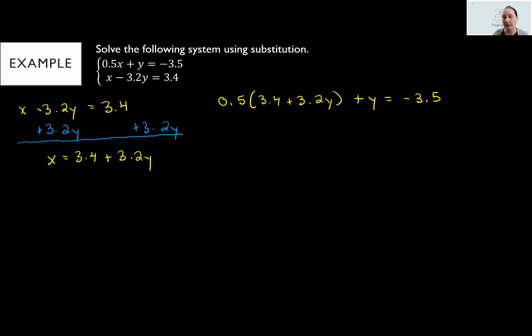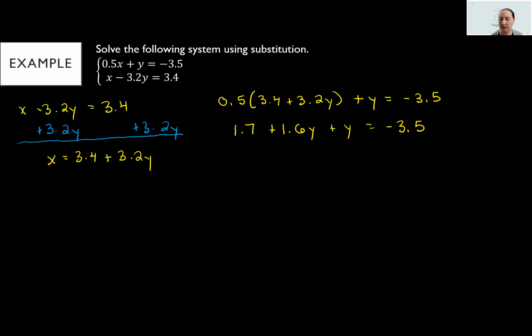So here we're going to multiply. And so I'm going to have 0.5 times 3.4. So luckily that doesn't come out to lots of decimals. And then 0.5 times 3.2 is 1.6. So I have 1.7 plus 1.6y plus y equals negative 3.5.